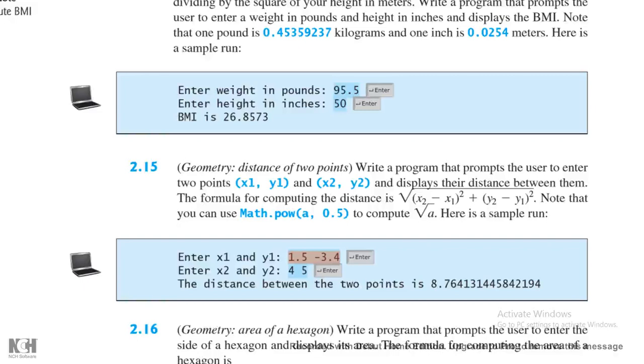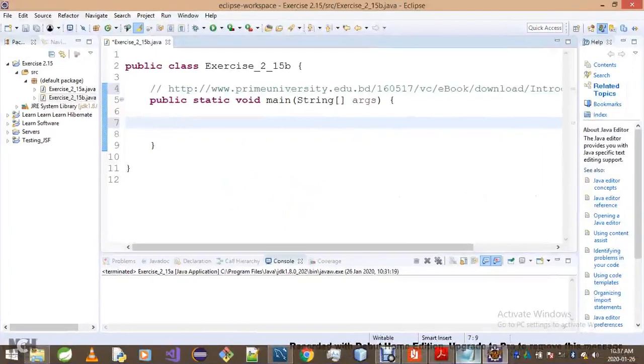Note that you can use math.pow(a, 0.5). You'll pass that to the pow method in the Math class, which you don't need to know much about for now. That is equivalent to computing the square root of a. So here's a sample run. As you guys can see, let's try giving a solution now.